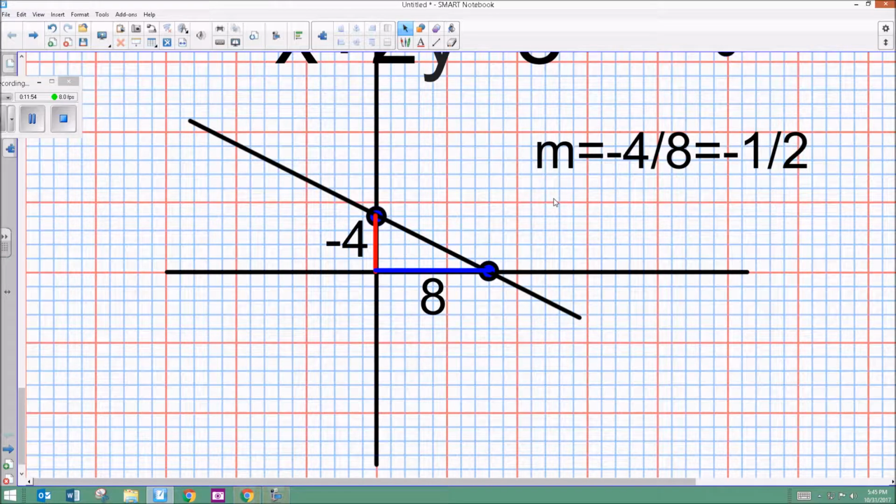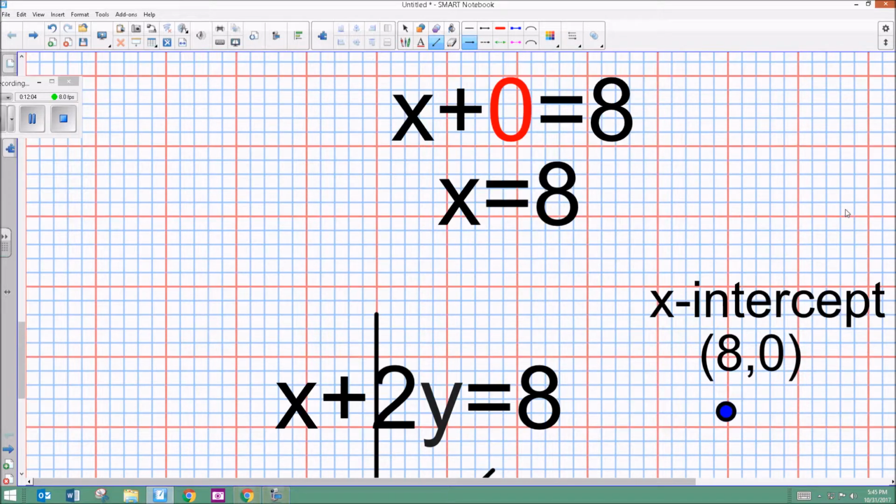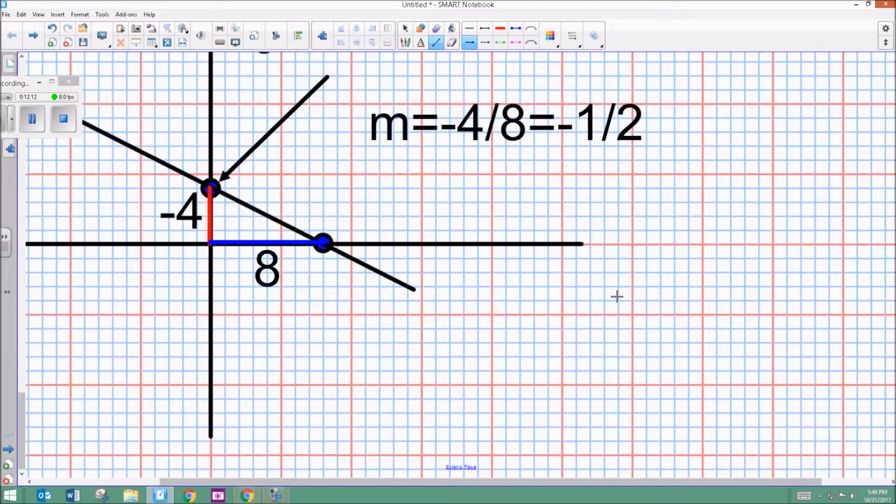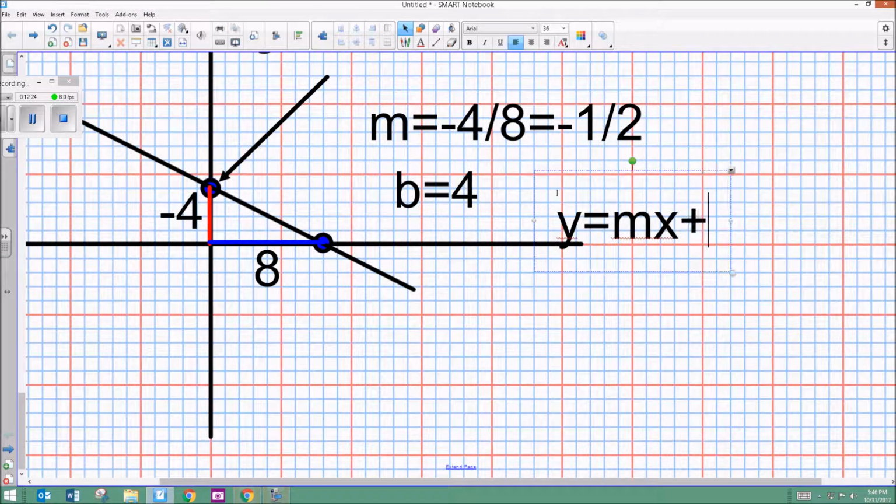And what is the y-intercept? Well, here's your y-intercept right here. If I can just draw a line to it. This is your y-intercept, and of course, we already knew what the y-intercept was from earlier. The y-intercept was (0, 4). So since the y-intercept is 4, and y is equal to mx plus b, this is called slope-intercept form.